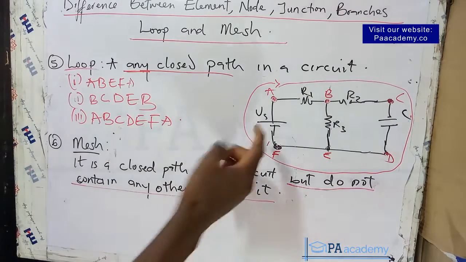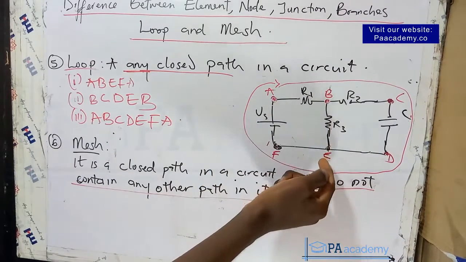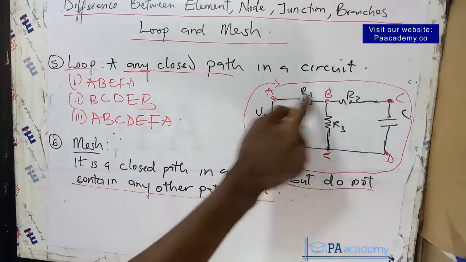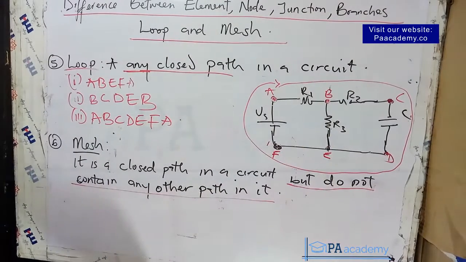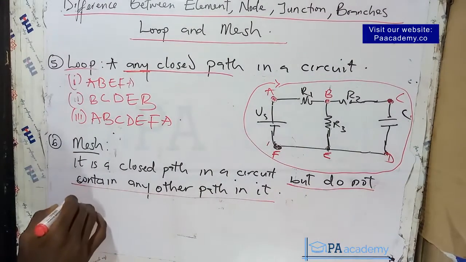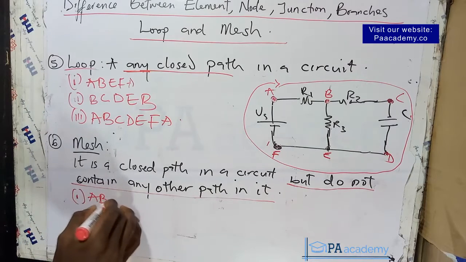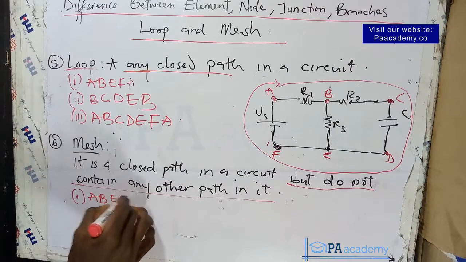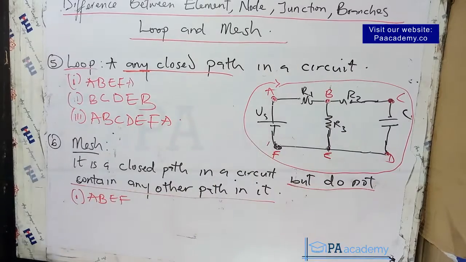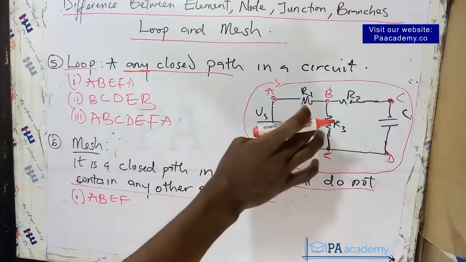Now if you look at A, B, E, and F, it is a closed path and there is no other part in it. So that makes A, B, E, F a mesh. I hope that is clear. A, B, E, F is a mesh.